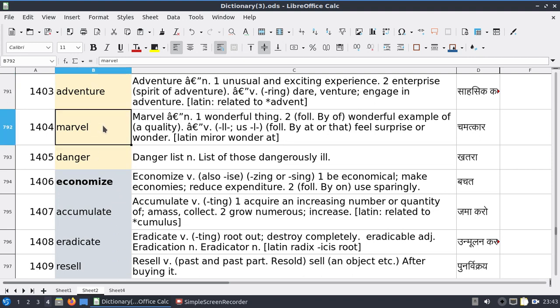Marvel. Marvel is a wonderful thing. The marvels of nature, the marvels of technology. The doctors have done marvels for him, right? So that is doing wonderful things in terms of quality also. That is marvel. Danger. Danger means we all know.